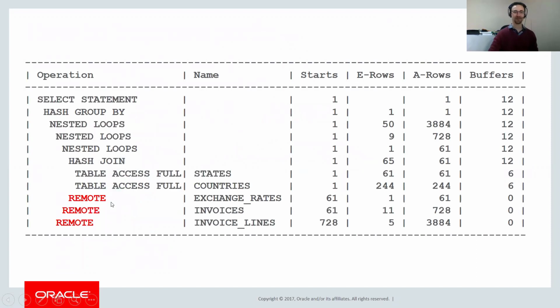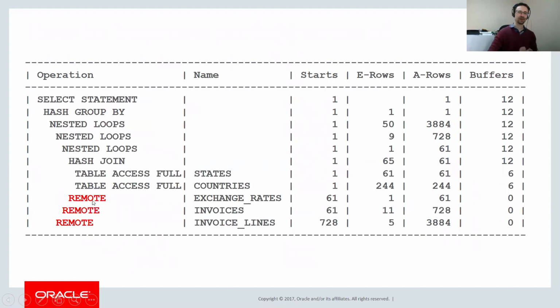And note, we've got these 3 remote operations. So exchange rates, invoices, invoice lines, all just say remote. So that's not very helpful, right? We don't know exactly what's going on here. Are we full scanning those? Are we using an index? Which index are we using? Well, we don't know. It just says it's a remote database.